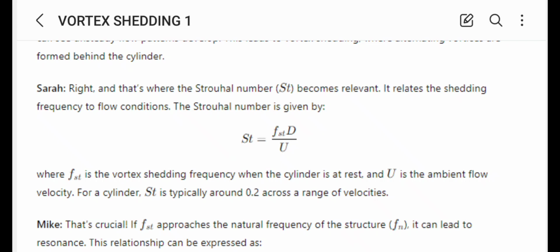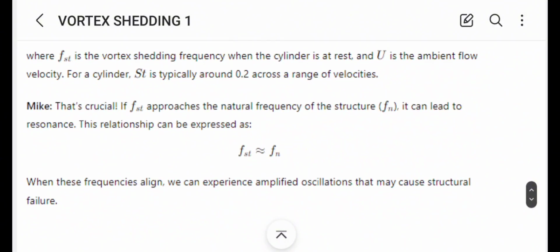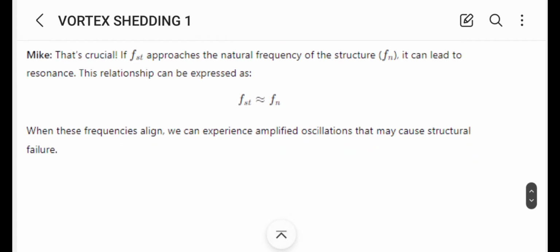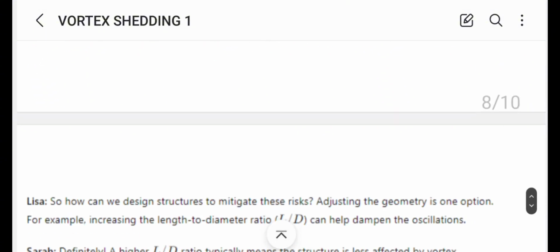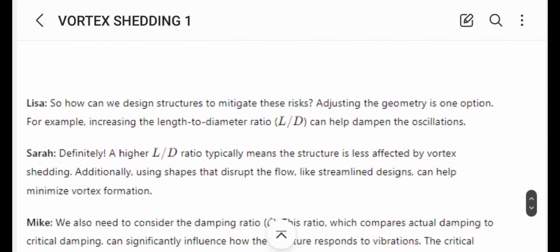So what are the flow conditions? Flow velocity and the shedding frequency it's relating. It's crucial that when fst approaches fn, it can lead to resonance. This relationship can be expressed as fst. Where these frequencies align, we can experience amplified oscillations that may cause structural failure. How can we design the structures to mitigate this risk?